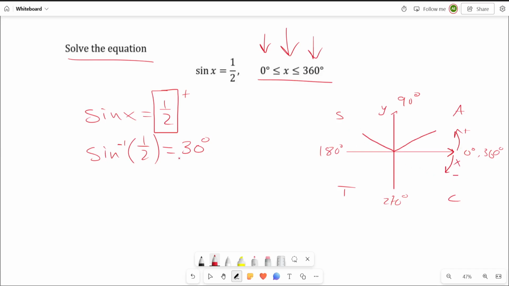So my first angle is 30 degrees. That's my first angle, my first answer. So I'm going to go from the horizontal x direction, and I'm going to go 30 degrees anti-clockwise. This is my first angle.